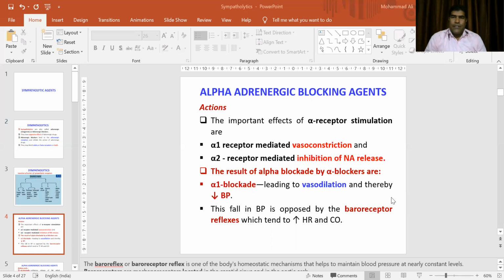Alpha 2 receptor mediates inhibition of noradrenaline release. The result of alpha blockade by an alpha blocker is vasodilation and thereby a decrease in blood pressure. This effect on blood pressure is opposed by the baroreceptor effects, which tend to increase heart rate and cardiac output.